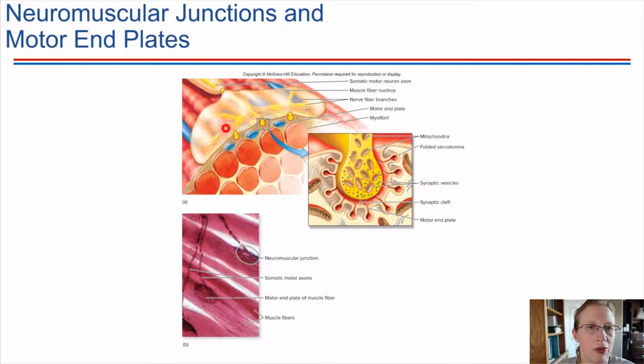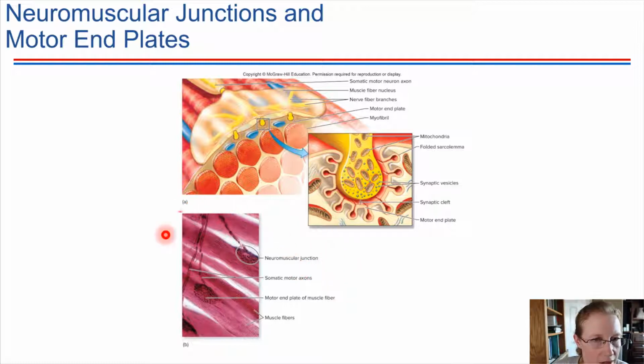And it can have many connections into multiple muscle cells. In fact, we'll see an example a little bit later. There can be hundreds of connections from one neuron to many muscle fibers. And the site where they connect is called a neuromuscular junction. Makes sense. Neuromuscular junction. That's the two cell types that are being joined.